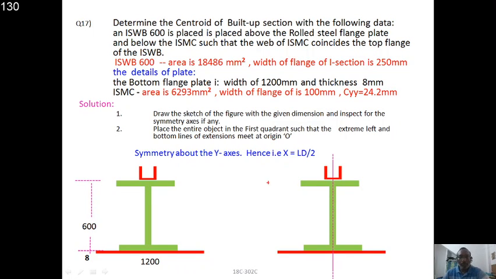Now take a similar problem with the introduction of the channel section. Determine the centroid of a built-up section with the following data. An ISWB 600 is placed above the rolled steel flange plate and below the ISMC such that the web of the ISMC coincides with the top flange of the ISWB. The area and flange of the I section are given, and the details of the plate and the ISMC are also given.